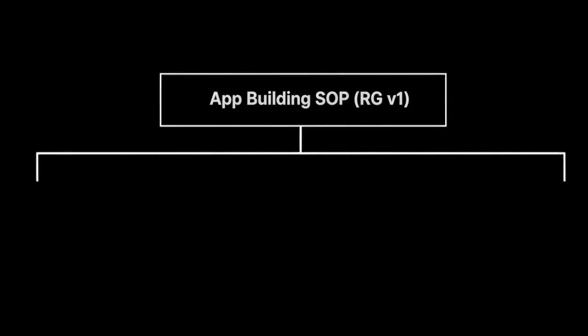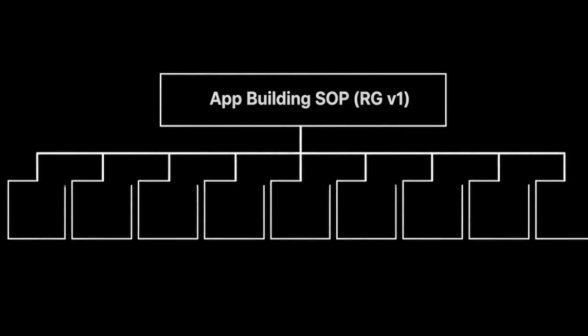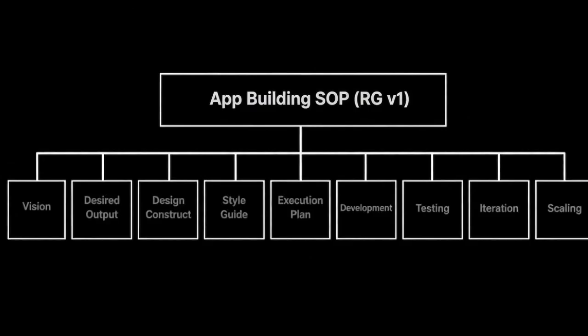I thought to myself, what if I have a streamlined system that I can build anything with, any kind of software, any kind of system, right? So then I came up with a 9-step system to create anything. I built an SOP for creating an app or anything. As you can see here, the first step is having a vision.